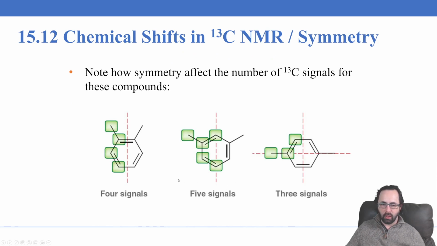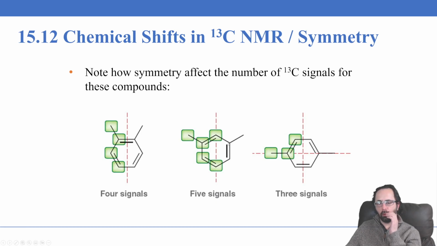So for example, here, if we have meta-methyltoluene, we're going to get 4 chemically distinct carbons, one on the methyl, and then one on each side of the ring, with this being the plane of symmetry. So these ones are chemically equivalent to these ones, this one is chemically equivalent to this one, and so forth.